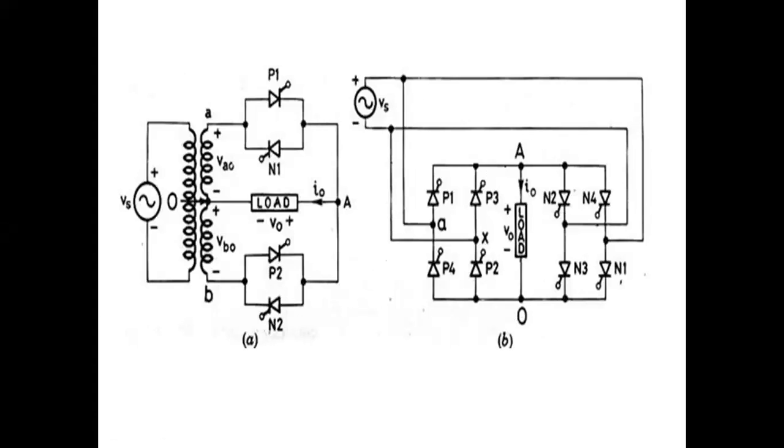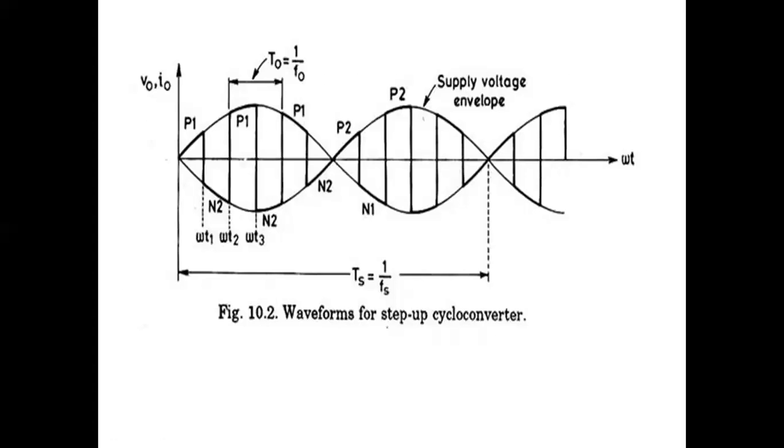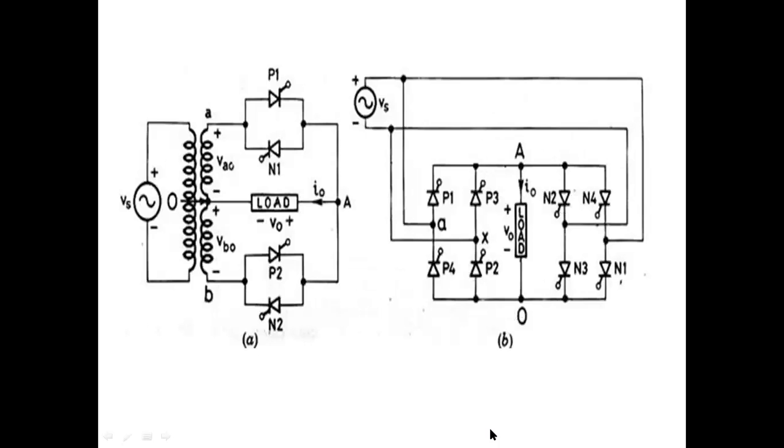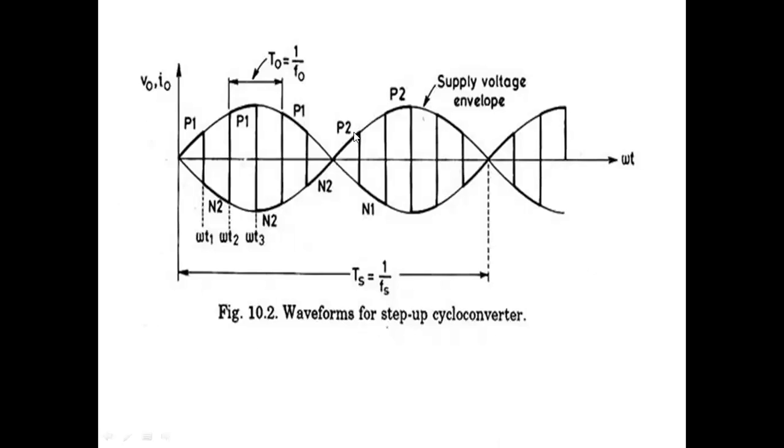Any doubt? Similarly, once you come to the negative cycle, from pi to 2 pi, which thyristors are in on state? During the negative cycle, it will be minus and plus. What are the thyristors? P2 and N1. When P2 is on, current is flowing in the load in this direction. When N1 is on, current direction is reversed in the load. That's why for all P2s we'll get positive, and for all N1s we'll get the negative cycle.